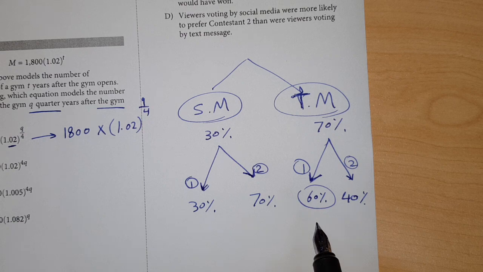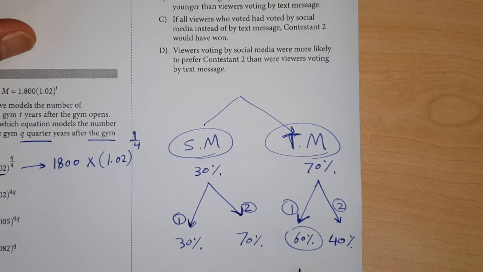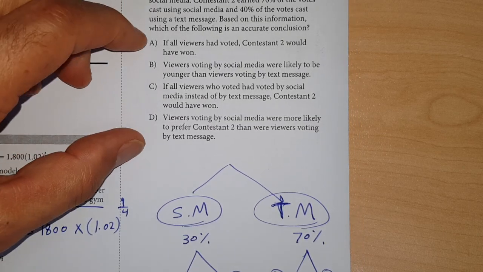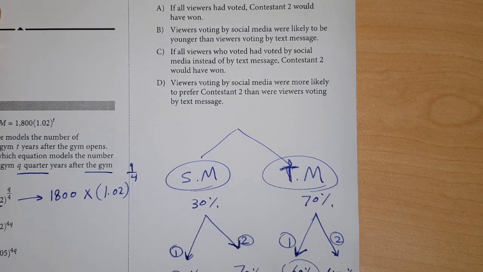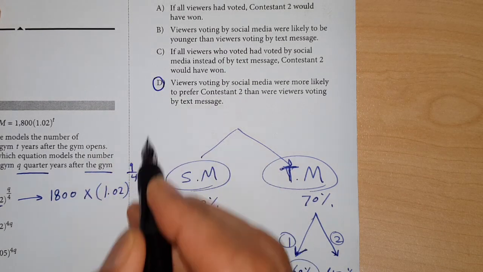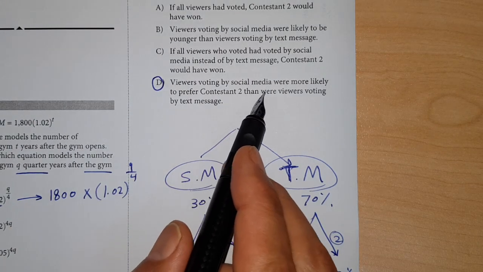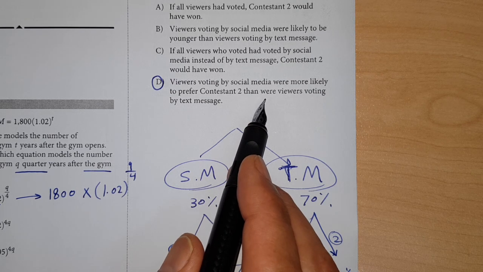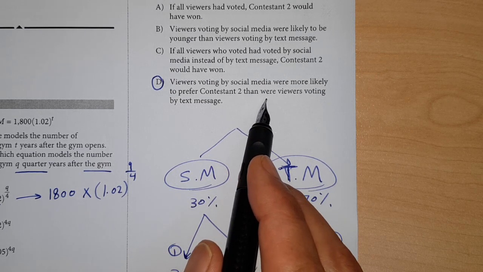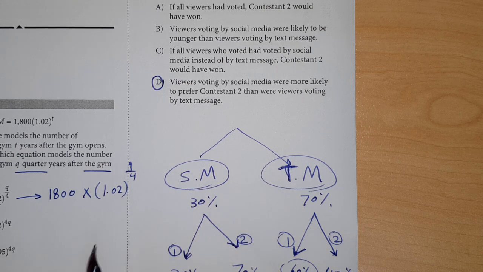The question here: based on the information, which of the following is an accurate conclusion? If you try to read all four options, you will find the best one that is guaranteed correct will be number D: viewers voting by social media were more likely to prefer contestant 2 than were viewers voting by text message.